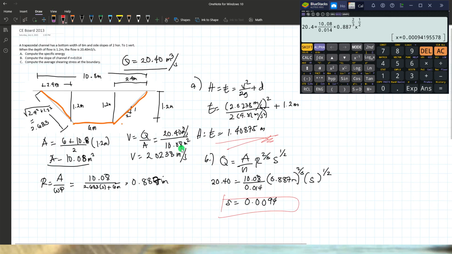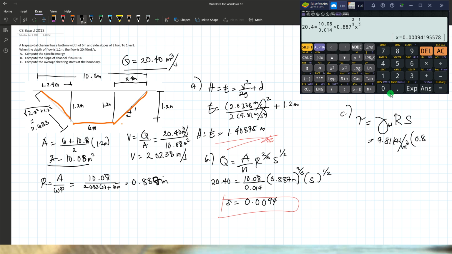For letter C, compute the average shearing stress at the boundary. I haven't discussed this yet on the PowerPoint, but the solution for the average shearing stress at the boundary is tau equals the unit weight of the fluid, say that's water, multiplied by the hydraulic radius and the slope.